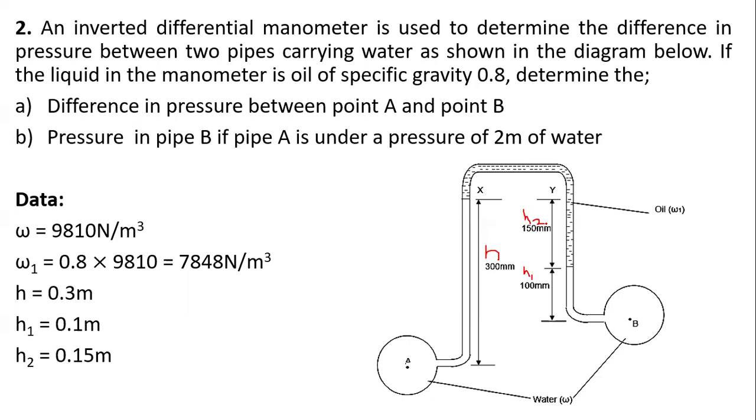Let's now pick them one by one. Now here, we know that pressure at X is equal to pressure at Y. But we need to go for equilibrium, because we can get the intensity of pressure at A by adding everything else up here. Even the pressure at B, the same thing. So let's see then.